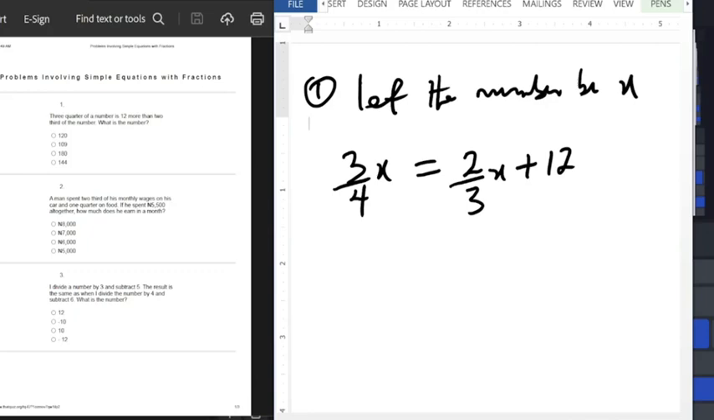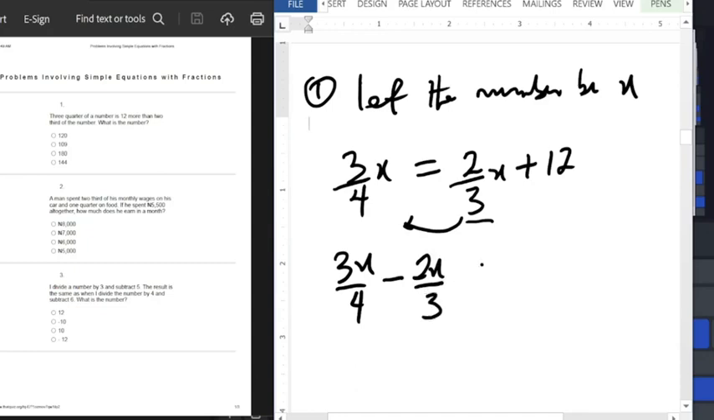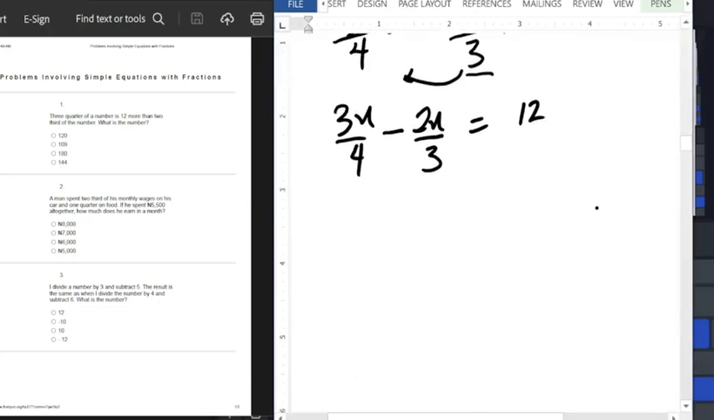So as you can see, the same thing as writing 3x over 4. So we bring this one to this side. So that will be minus 2x all over 3 equals to 12. So find the LCM of this, and that is 12. So 4 in 12 is 3.